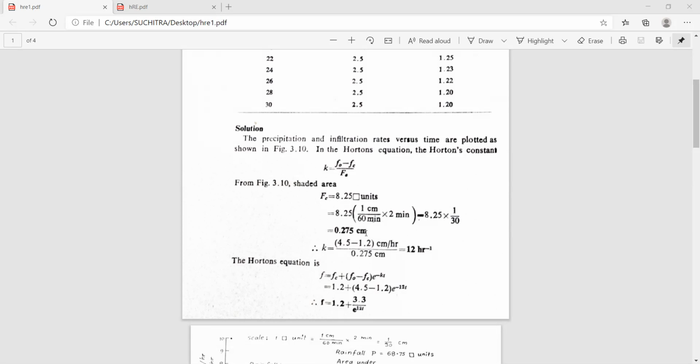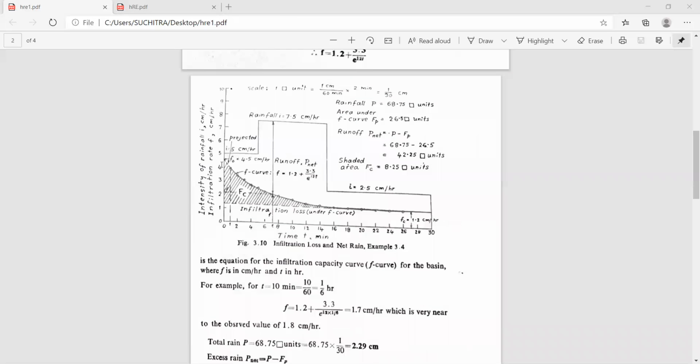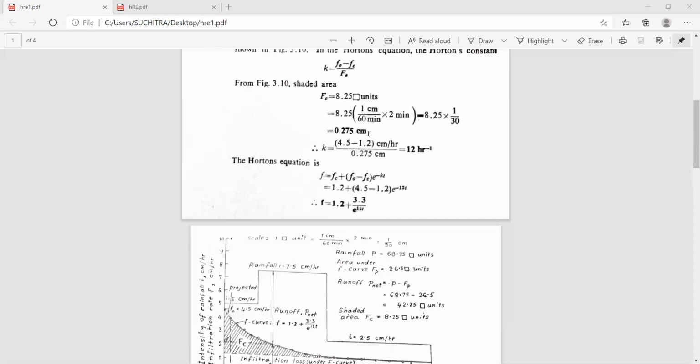Now we have to calculate this value k. So k is nothing but 4.5 minus 1.2. You can see here initially F naught value is somewhere here. So it is 4.5 centimeters per hour. And capital Fc, when it attains a constant rate, is 1.2 centimeters per hour. So if you substitute 4.5 minus 1.25 centimeters per hour, divided by 0.275 centimeter, you will get k as 12 hours to the minus 1.